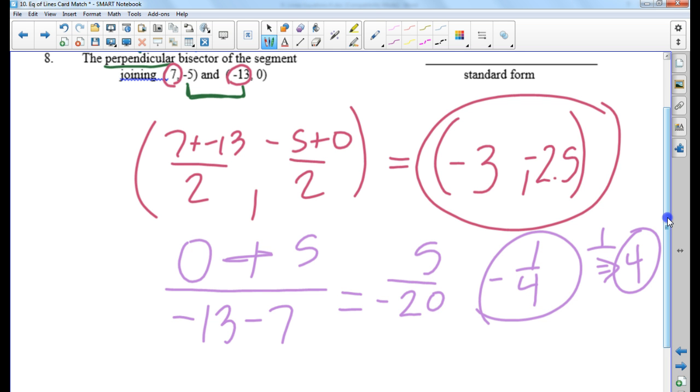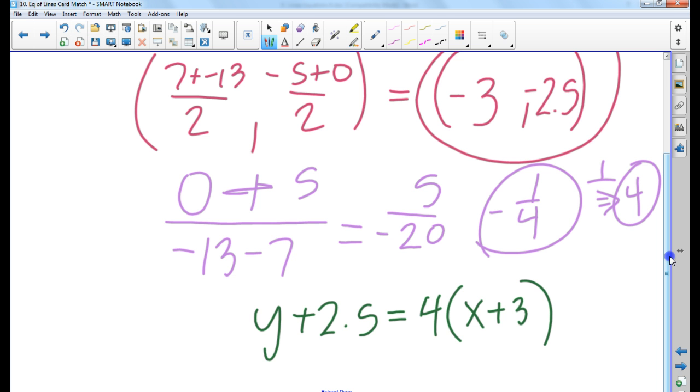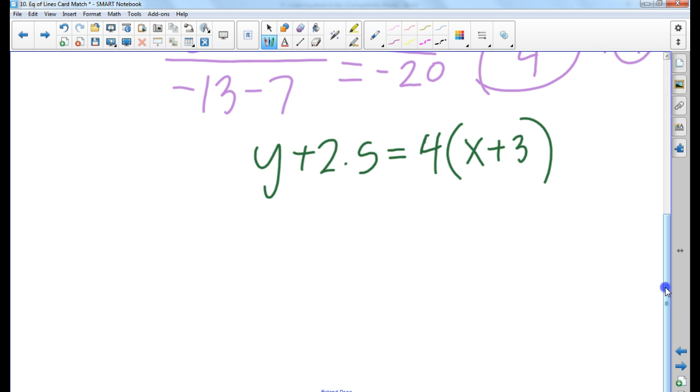Oh, we have a point. We have a slope. Point slope form. Finally. Oh my goodness. Okay. Y minus, here's our y. Y plus 2.5, because it's minus a negative, equals 4. Thank goodness that's not a fraction. 4, x minus negative 3, so plus 3. What form do we need to end up in? Standard. Oh man, standard form again. So y plus 2.5 equals 4x plus 12.